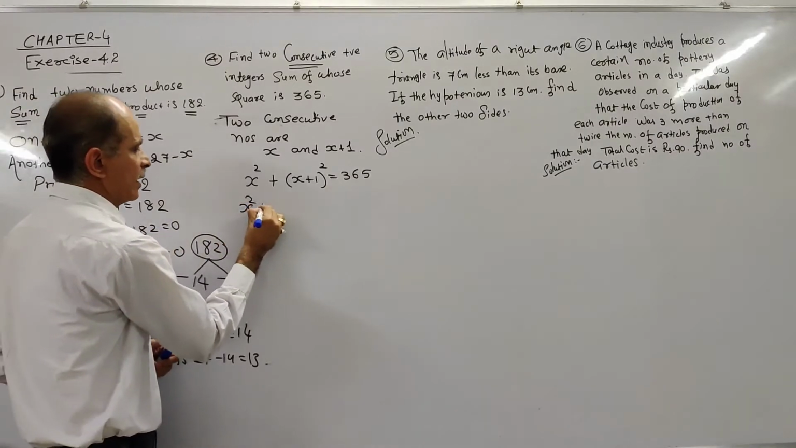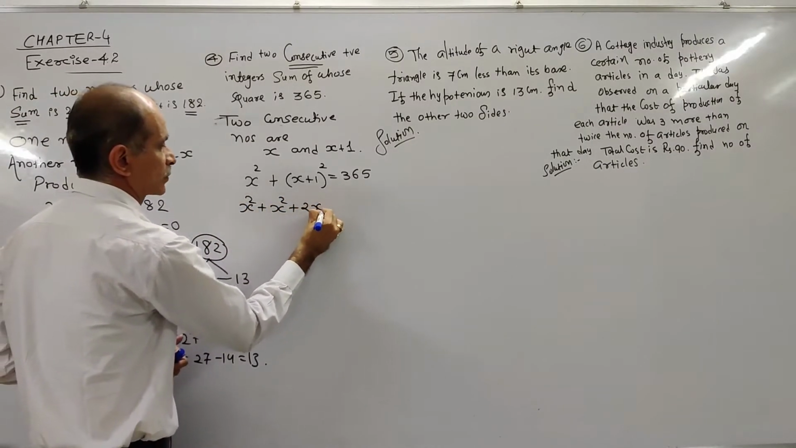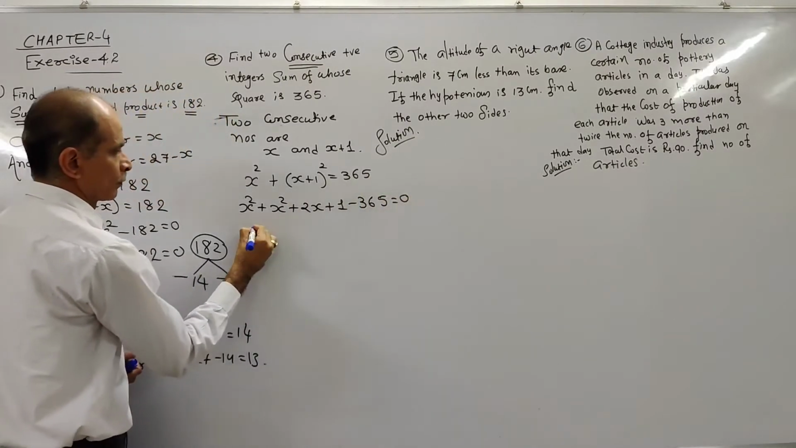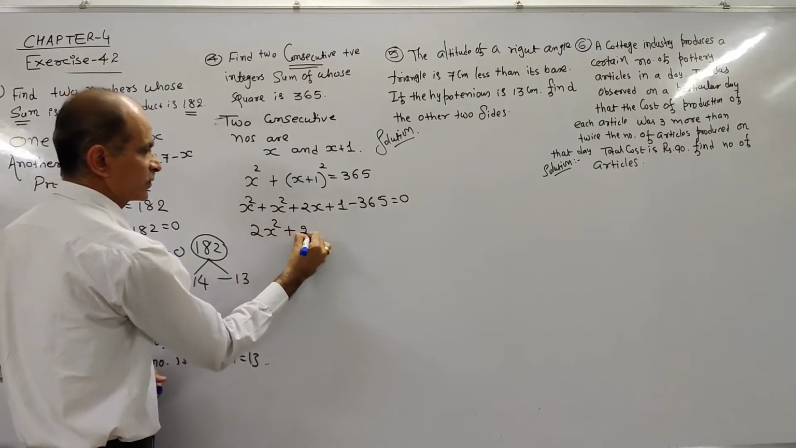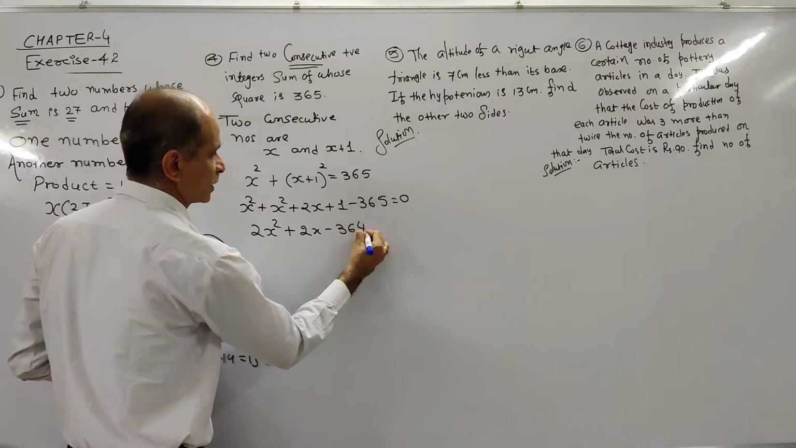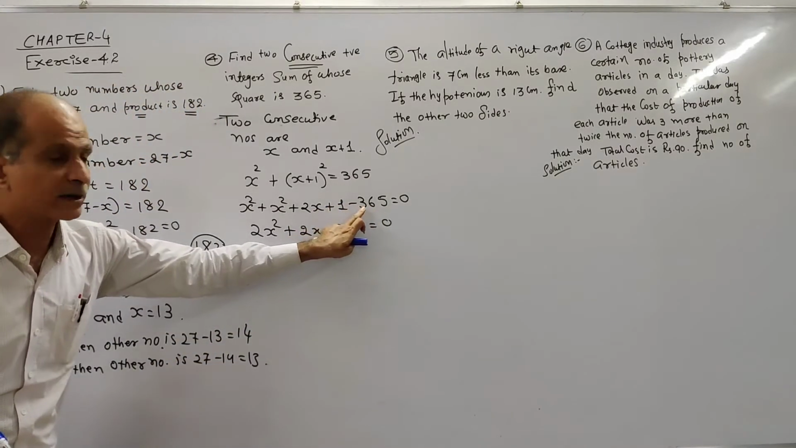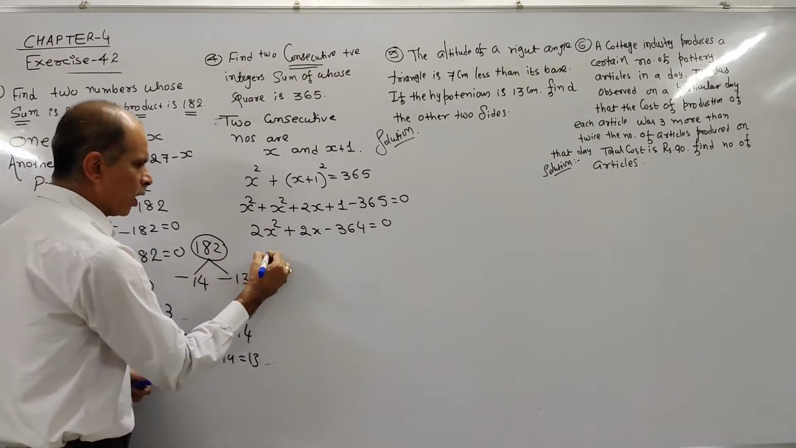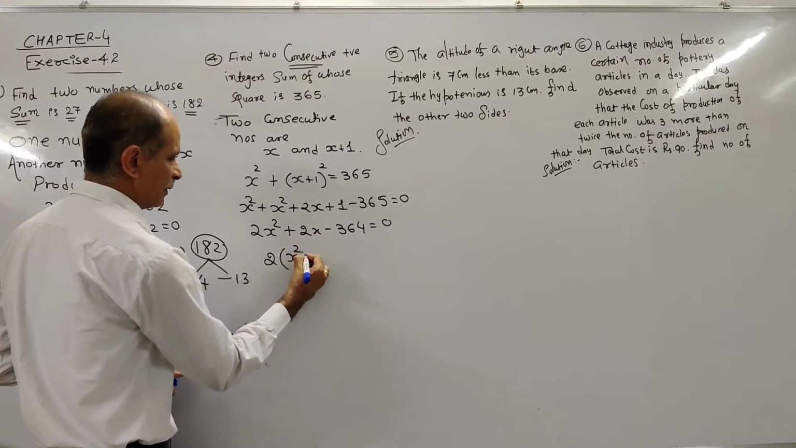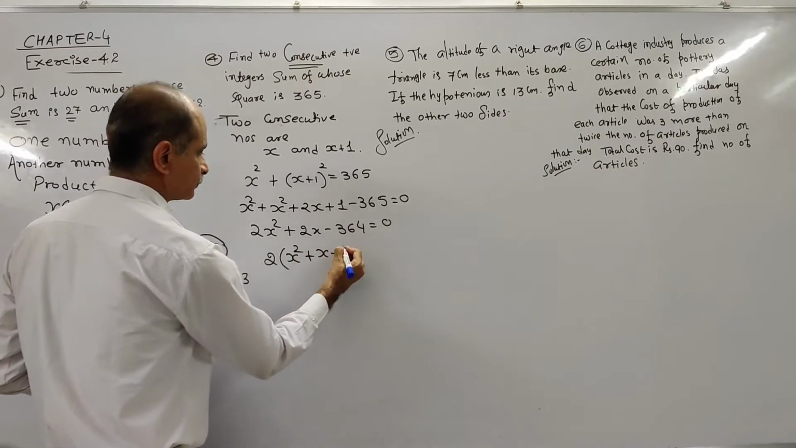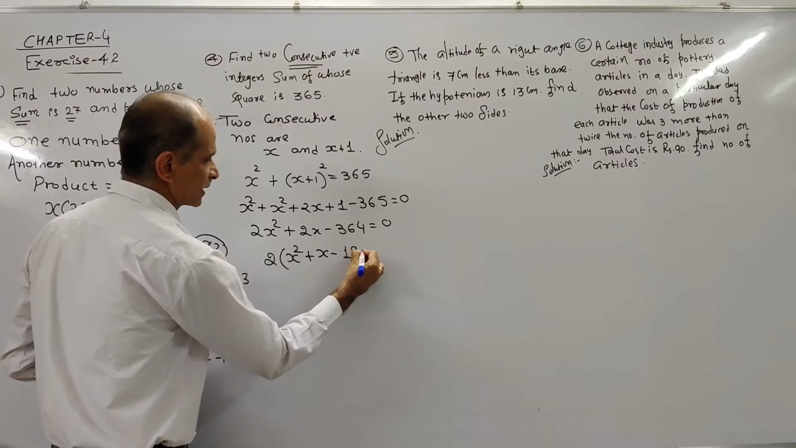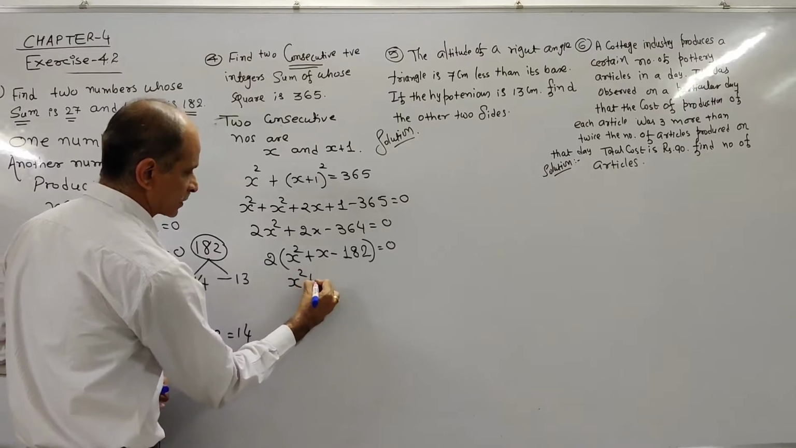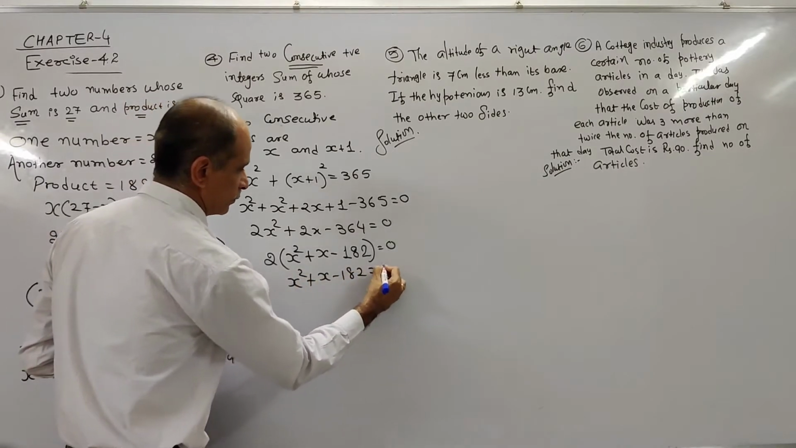So x square plus 2x plus 1 minus 365 is equal to 0. So 2x square plus 2x minus 364 is equal to 0, because minus 365 plus 1 is equal to minus 364. Now you can take 2 common. So when you take 2 common, you get x square plus x minus 182 is equal to 0.